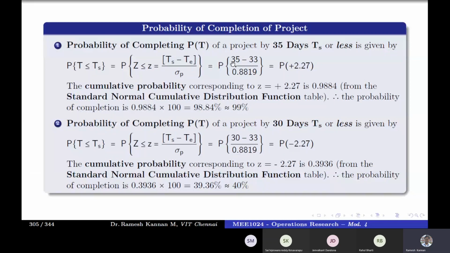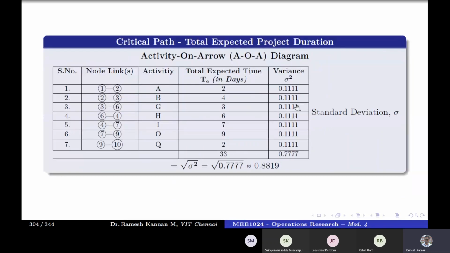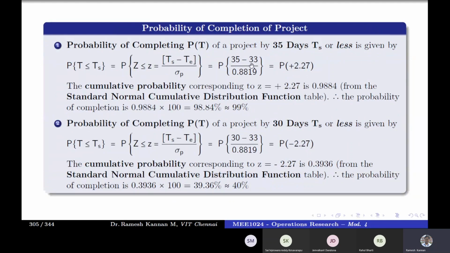The formula is P of 35. This is the given question, which means they ask you what is the percentage of completion at a particular day. So that particular day minus the critical path duration, divided by the standard deviation. How do we get the standard deviation? This is the standard deviation of the critical path. So 35 minus 33 is 2. 2 divided by 0.8819 is plus 2.27. It is very important. It is plus 2.27.